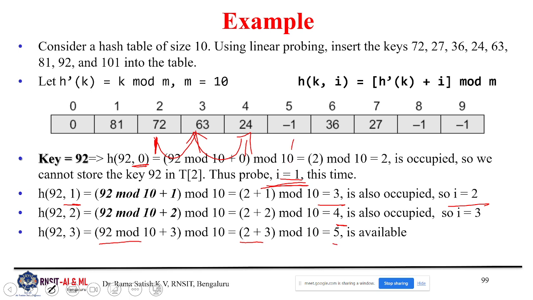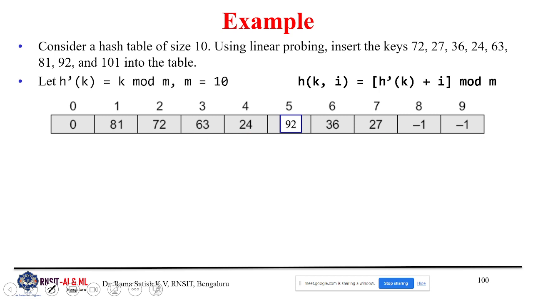The fifth location is free, so in that location 92 gets stored. This is what you call linear probing. In linear probing, it will check the elements linearly, one after another, and later it will probe. So this is linear probing.